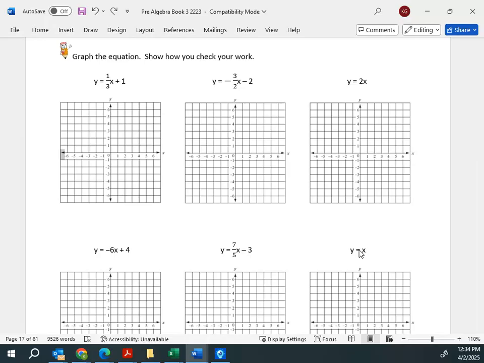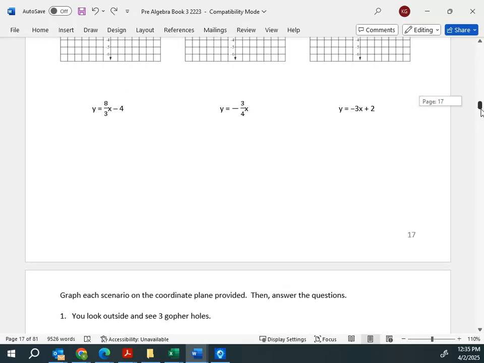When you get to that third page, I don't know why, there we go.